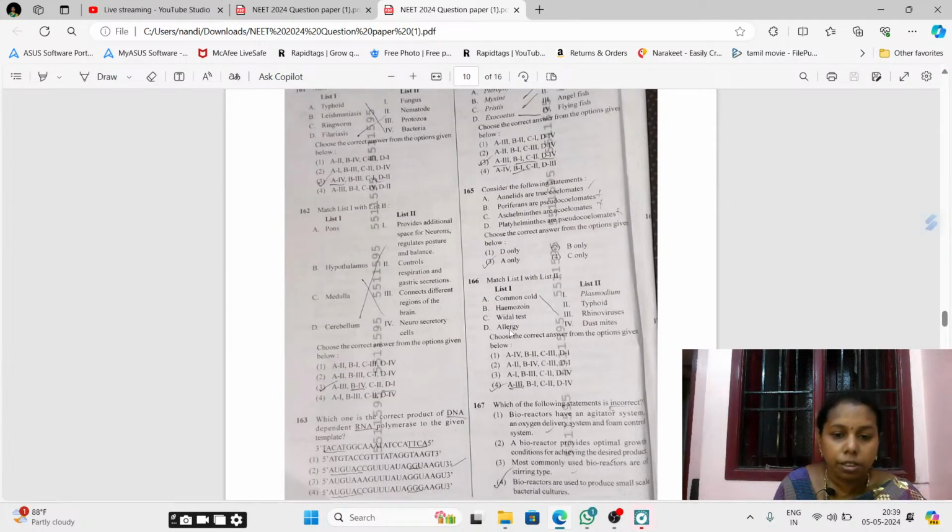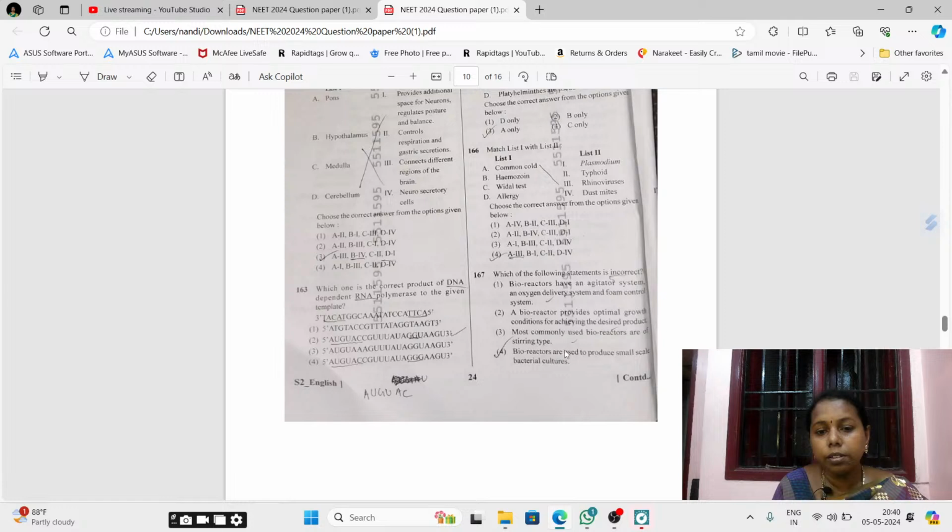Now 166. Common cold rhinovirus, which is in the option 3. So here only option 3 is starting in the fourth option. Hemozoin, Plasmodium release. So option 1. Vidal test for the Salmonella typhoid. Allergy is due to dust mites.